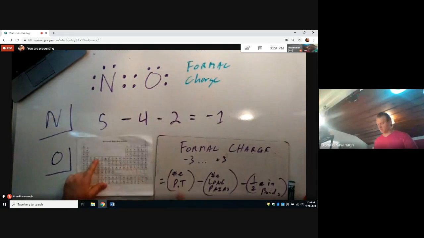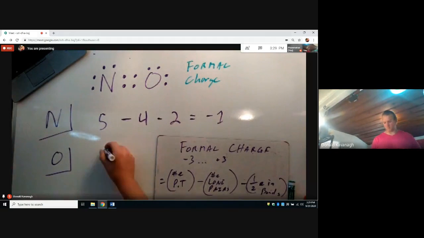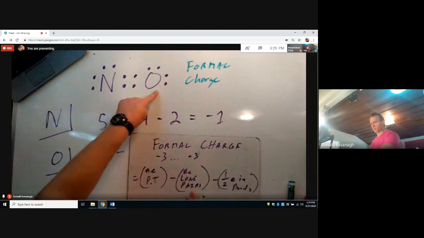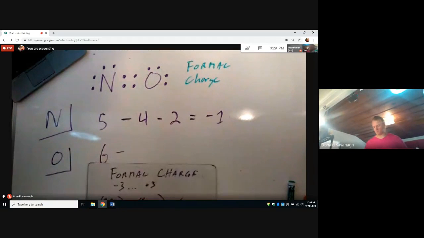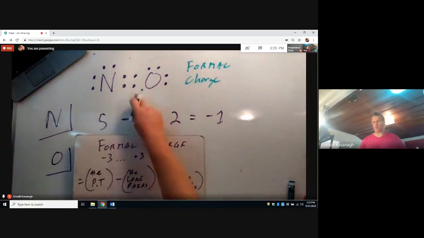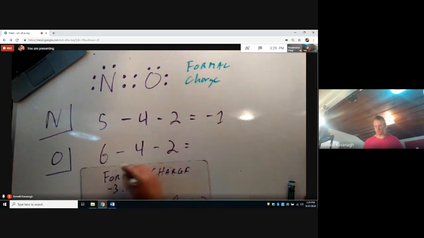Number of valence electrons from the periodic table. Number of electrons in lone pairs. One half of the electrons in the covalent bond. 6 minus 4 minus 2, 0 or neutral.